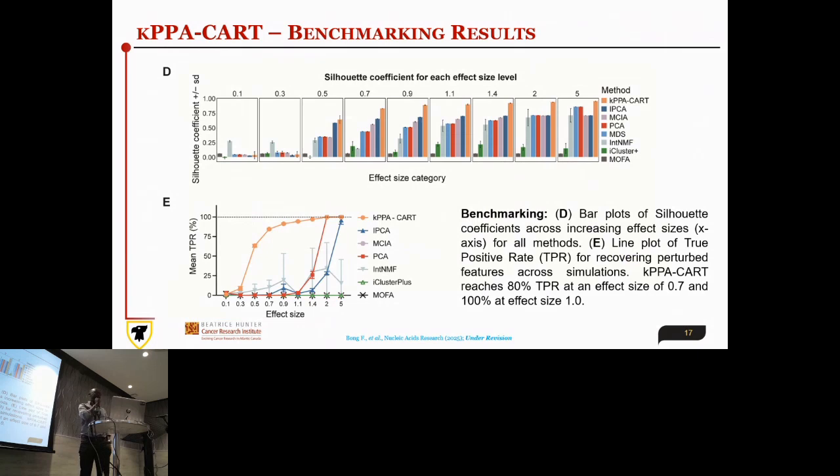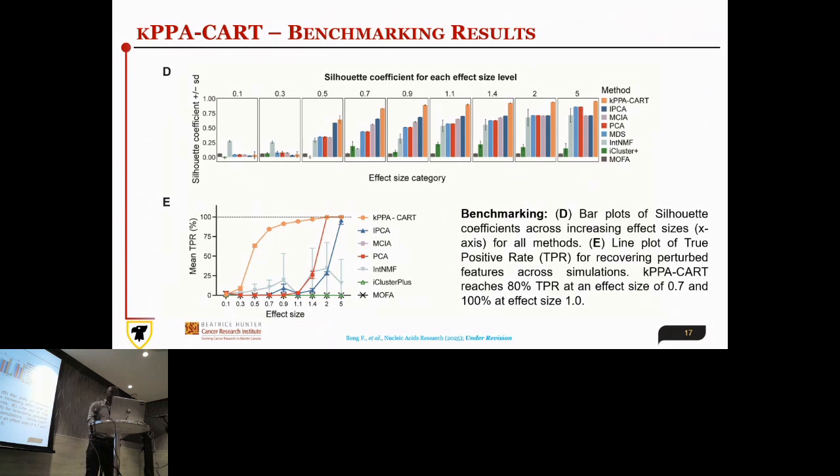Then we did the effect sizes. Essentially what we did is we created this data and took out a few features and reduced their differences by 0.1, 0.2, 0.3, up to 5. And as you can see, as we go along, most methods cannot access those differences until you get an effect size of about 0.5, and you can see that KPPA is working quite a bit better than that.